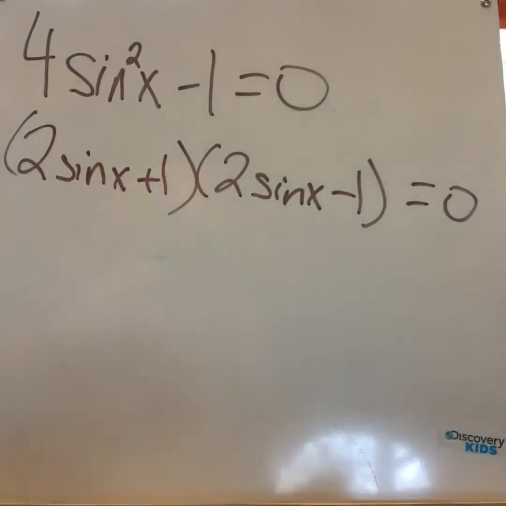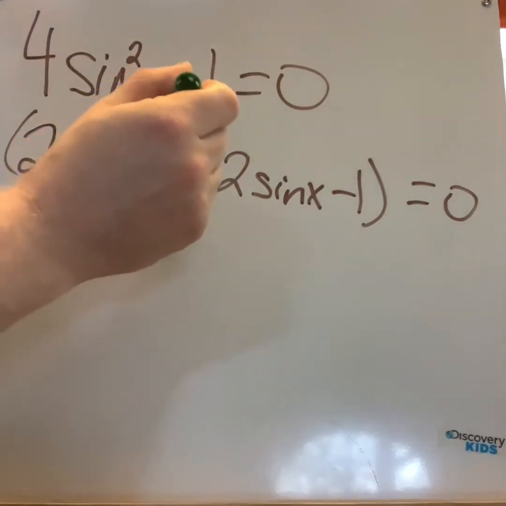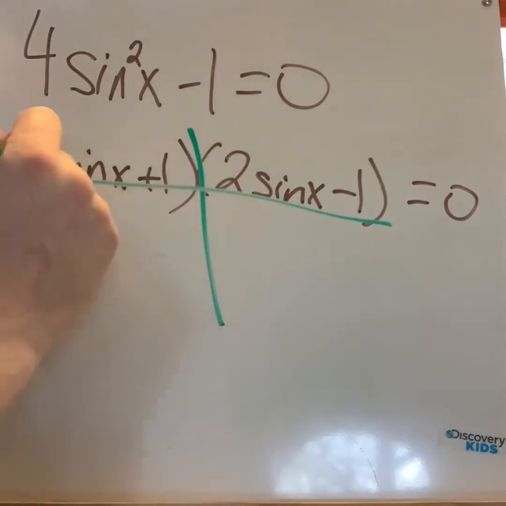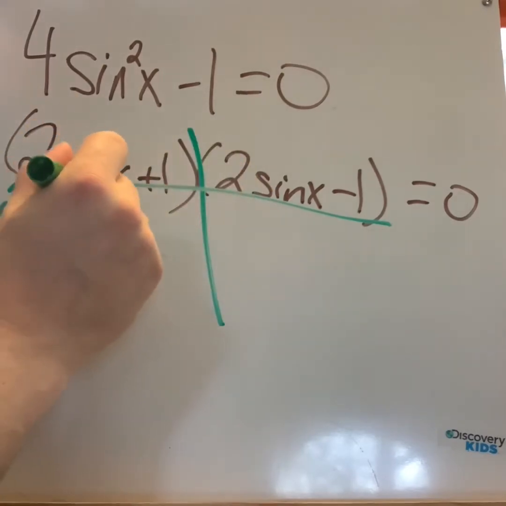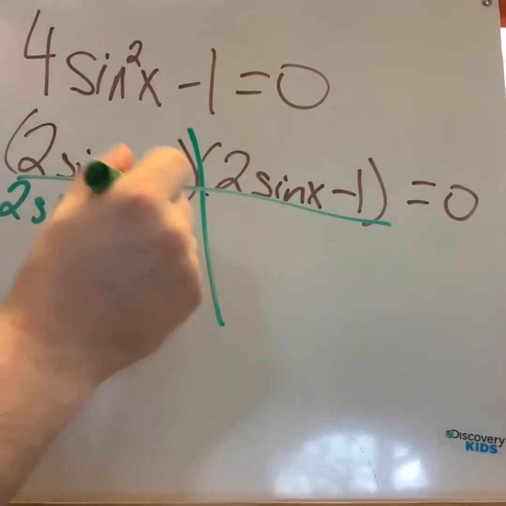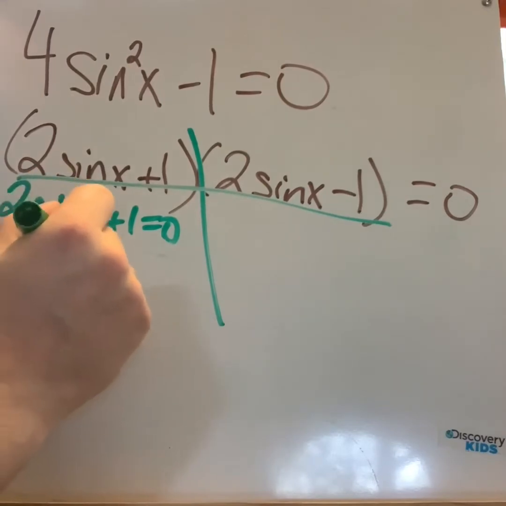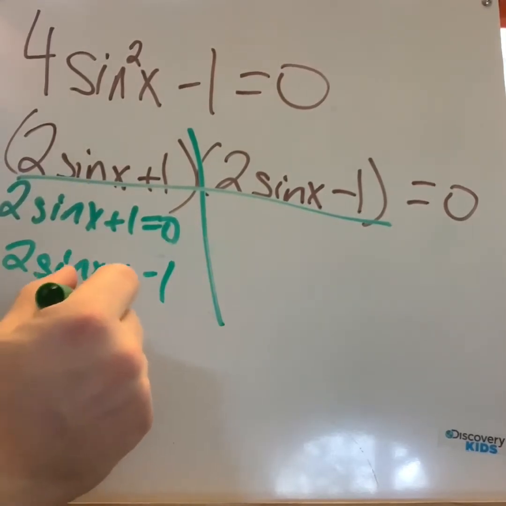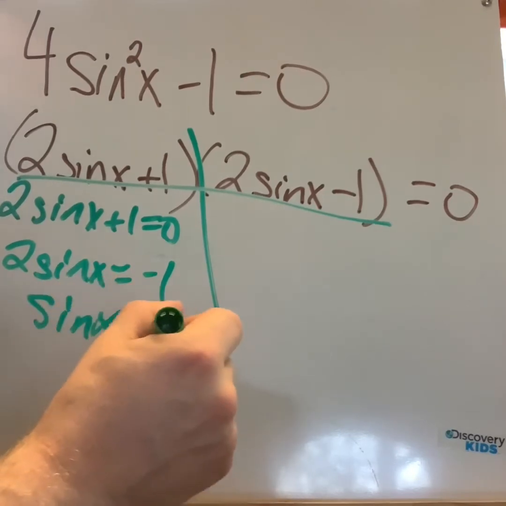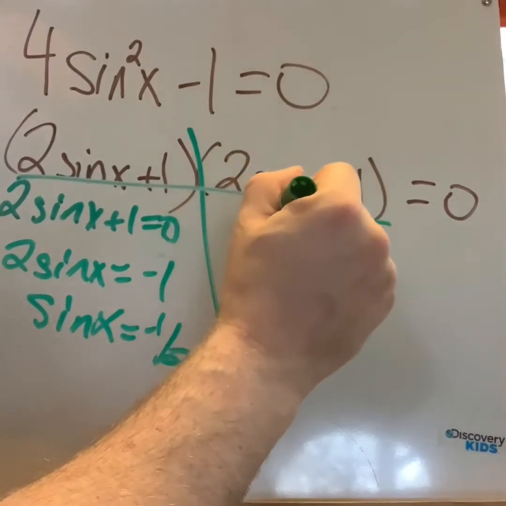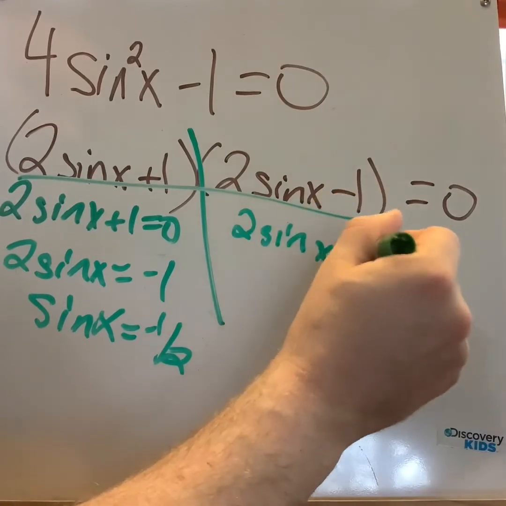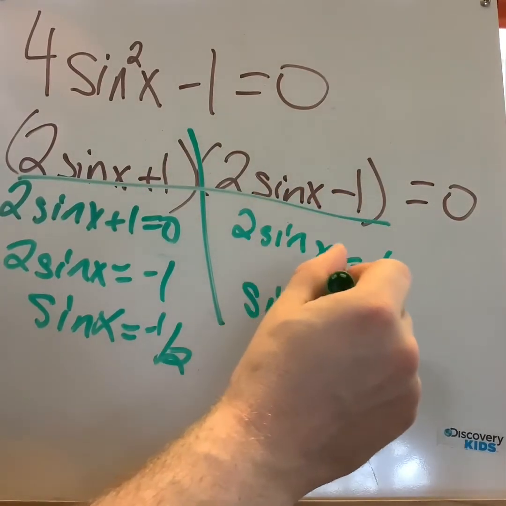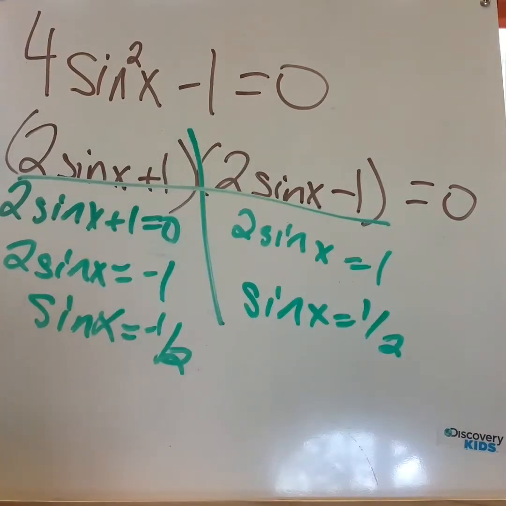And then we could go into our T-chart. And we have 2 sine x plus 1 equals 0. So we have 2 sine x equals negative 1. So therefore the sine of x is equal to negative 1/2. And on this side we get 2 sine x equals 1. So therefore, the same way, we get the sine of x equals positive 1/2.